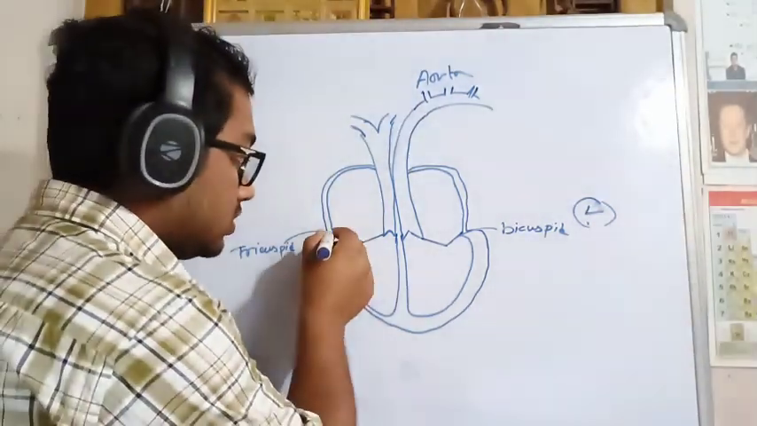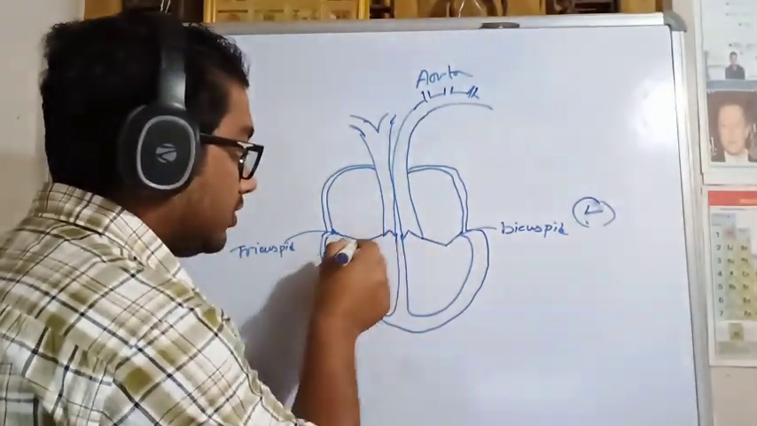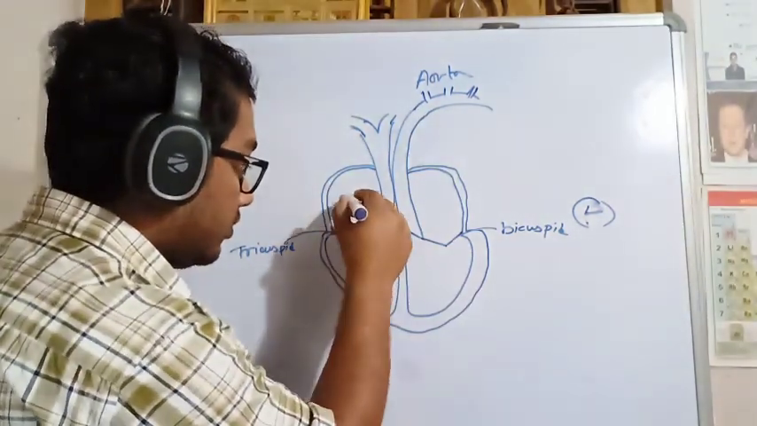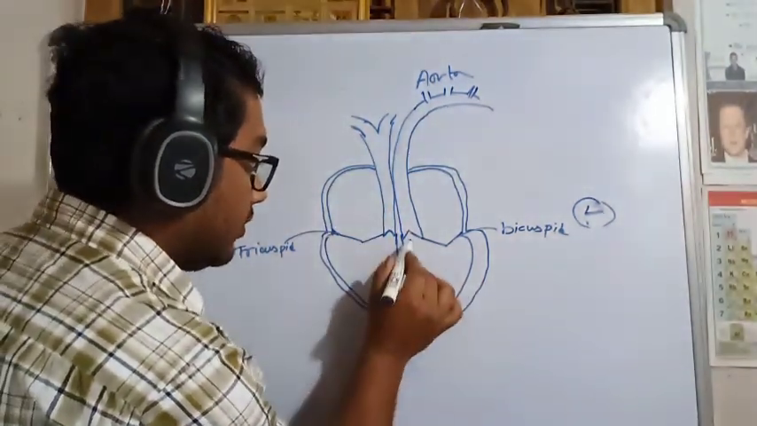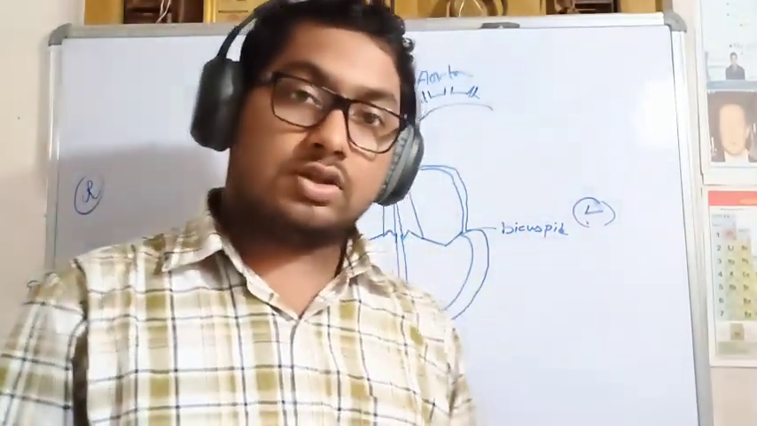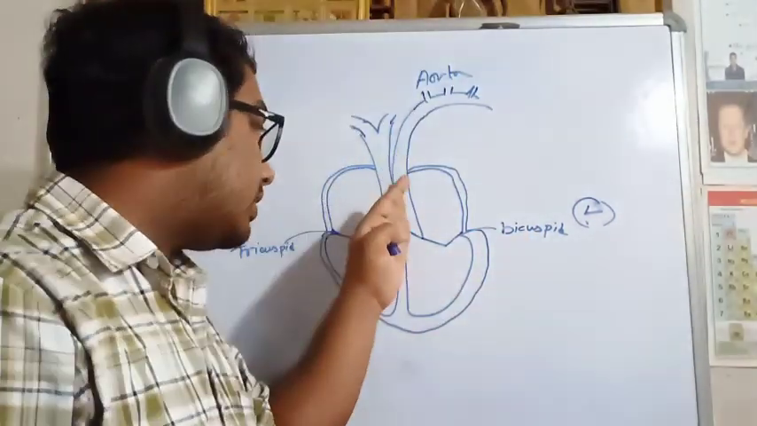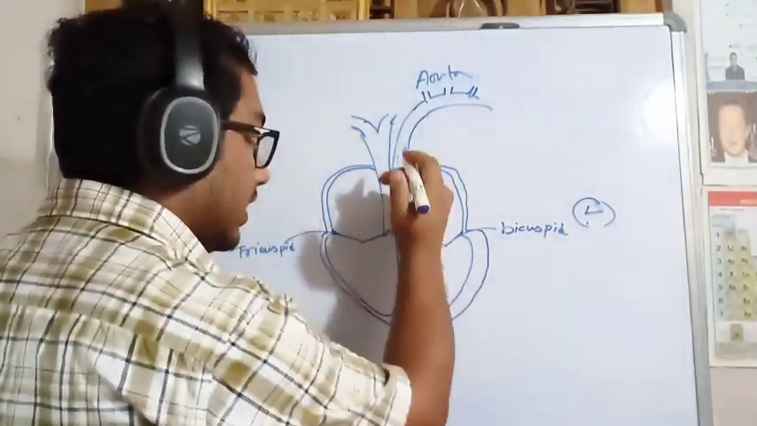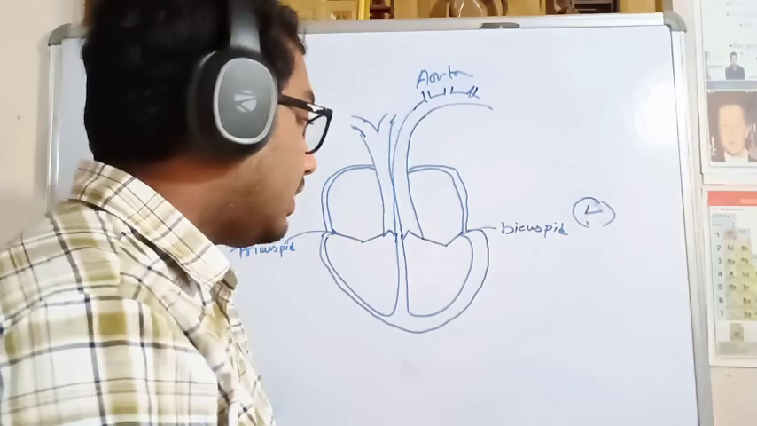Just notice I draw arrows like this because blood flows in one direction. Blood goes from here to here only, and here from here to here only, not in reverse. Because we don't want the blood to flow in reverse, that's why our system is made like this.